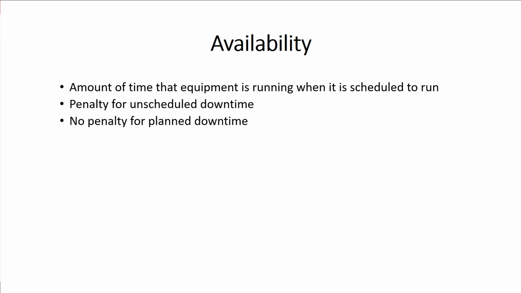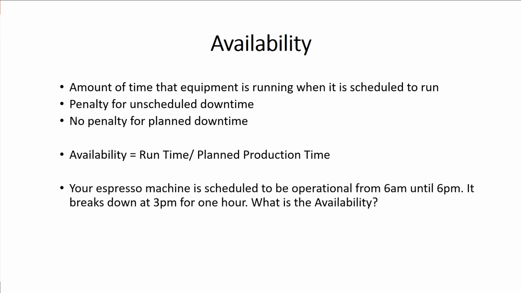However, if you don't change the oil in your car and it breaks down on you, then you do take a penalty for that unscheduled downtime. Availability is runtime divided by planned production time.